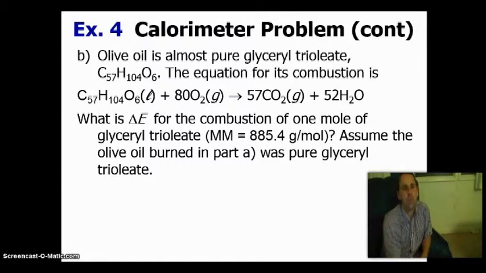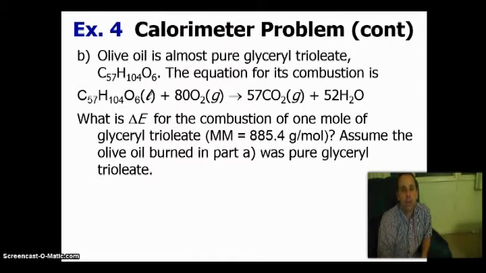All right, so if we go to part B of this problem, this chemical, olive oil, is essentially made up of glyceryl trioleate. All right, and there's the chemical formula, C57H104O6. And the equation for this chemical combustion is that chemical as a liquid combined with 80 oxygen molecules and produces 57 moles of carbon dioxide and 52 moles of water. And we want to know what the change in energy for the combustion of 1 mole of this stuff is.